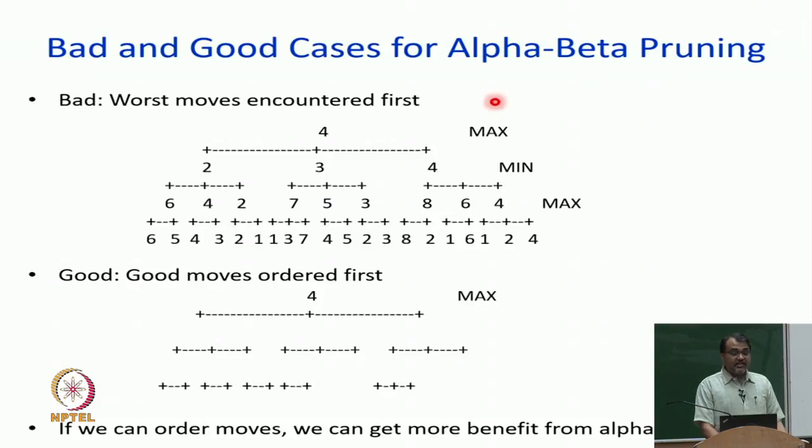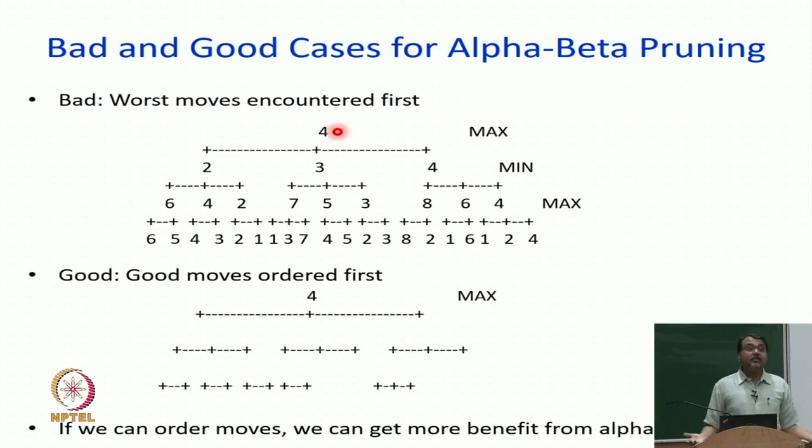All right. So, we should get started. We have to think about what are the bad cases and good cases for alpha beta pruning. In this slide I am showing you the bad case. I am a max, but I ordered my nodes as 2, 3, 4.